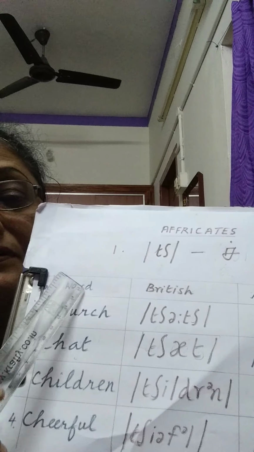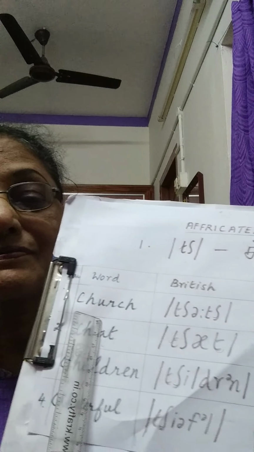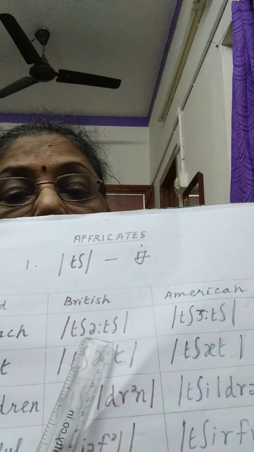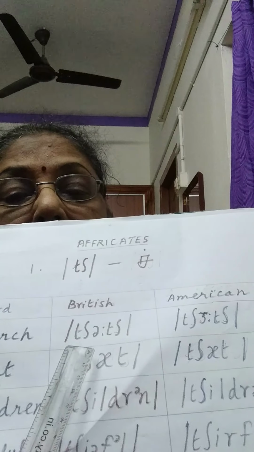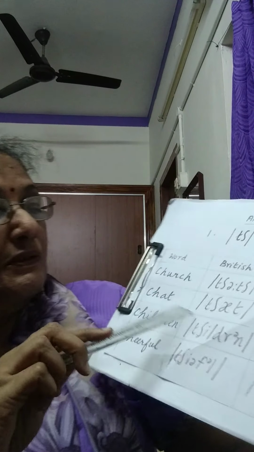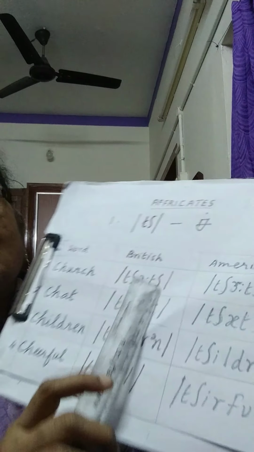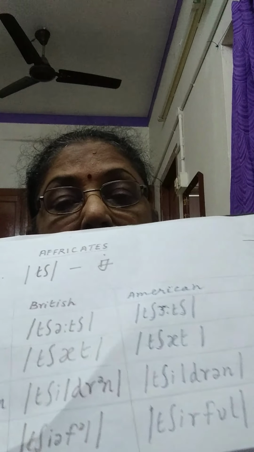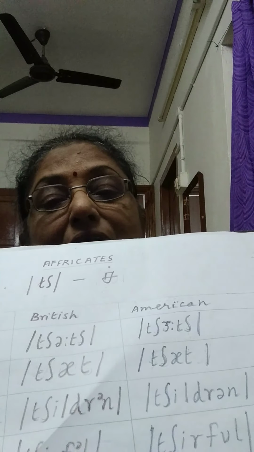The first word is church. Normally British people skip over the R sound. The first sound ich, then a, then ich. Many people have the tendency of pronouncing it differently, but the correct pronunciation is church.